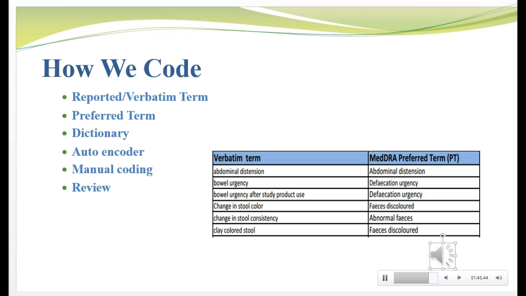So this little slide shows you the verbatim term, abdominal distension, and the preferred term, which is also abdominal distension. But then there's some where you can see there's a difference. Sorry, these all tend to be toilet issues. I know that's not so fun. I liked bowel urgency is the verbatim term, but defecation urgency is the preferred term, in case you ever need the preferred term for bowel urgency.